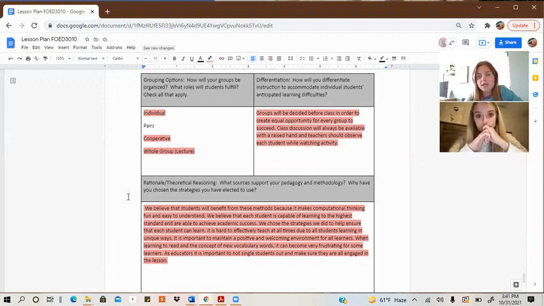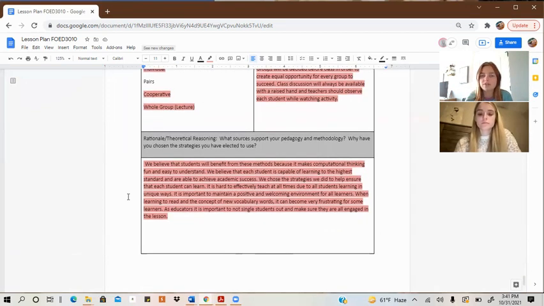For differentiation, groups will be decided before class in order to create different opportunities for every group to succeed. Class discussion will always be available with a raised hand, and teachers should observe each student while watching the activity. We make sure the class is grouped with higher level students and lower level students, so students who need more help are paired with a higher thinking student. That way it's an even group we choose before they come in, and it's equal opportunity for everyone.